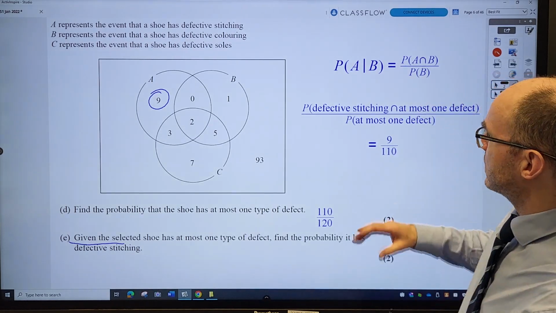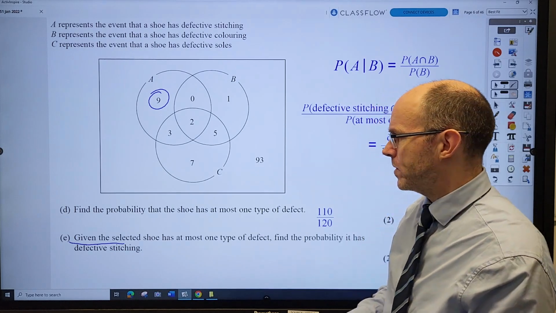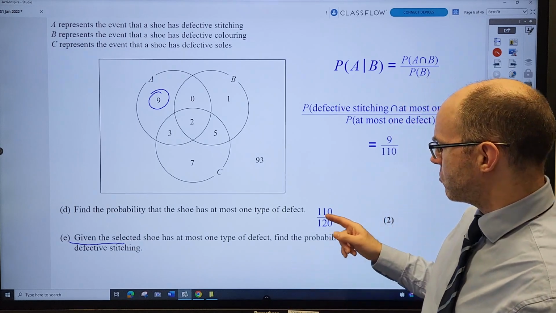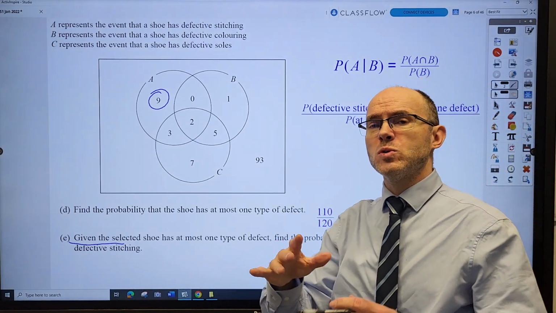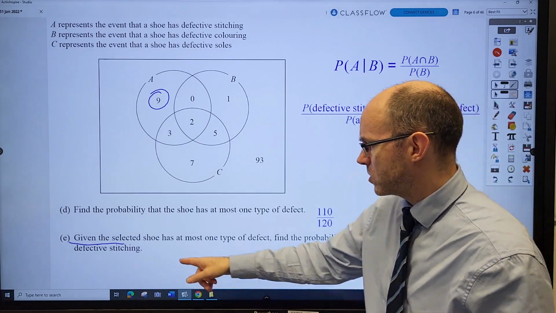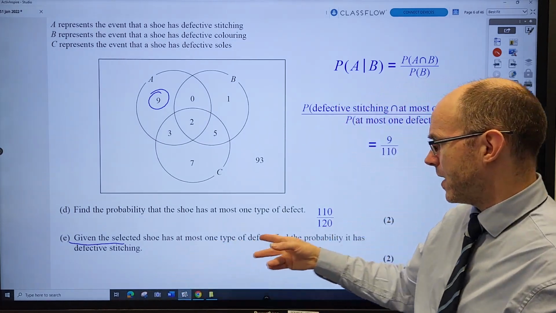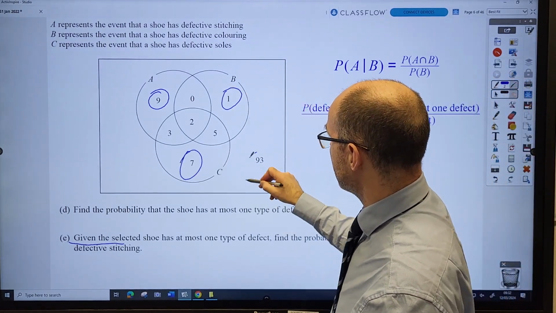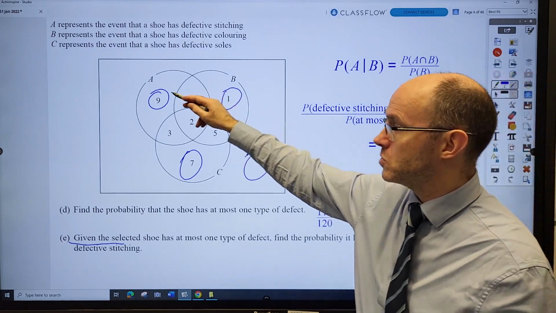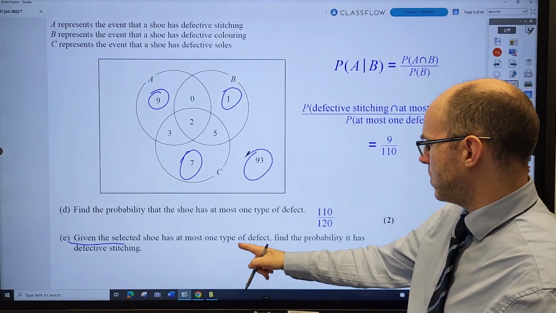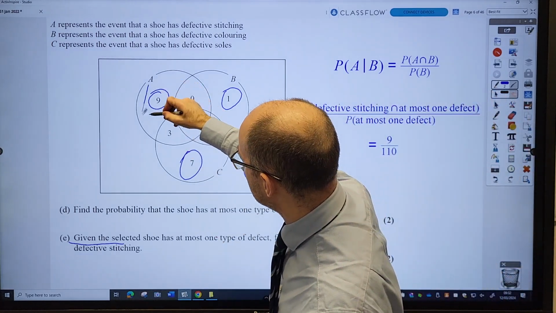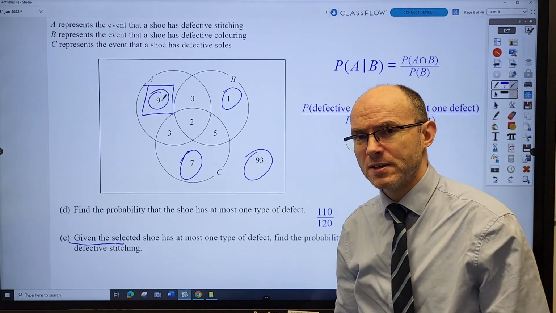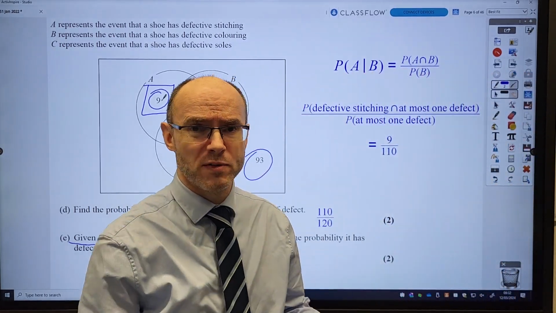Okay. Alternatively, you don't need to use the conditional probability formula. When it says, given that the shoe has at most one type of defect, we saw that there were 110 that had one type of defect. So altogether, you deal with 110 shoes. Okay, because you're looking at all the shoes that got at most one defect, you're looking at 110 shoes. You're looking at those shoes there, effectively. Those are the 110 shoes you are considering. Now, from these, which one has got defective stitching? That's the one there. So that one, 9 out of all these. So 9 out of 110. Okay, so you could do it without actually considering the formula if you wish.